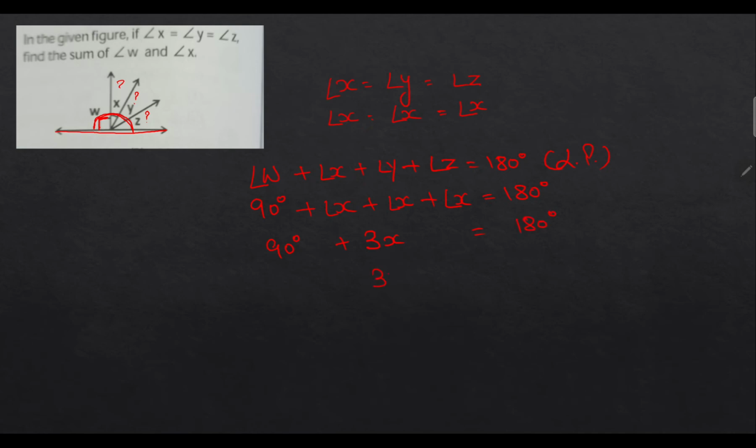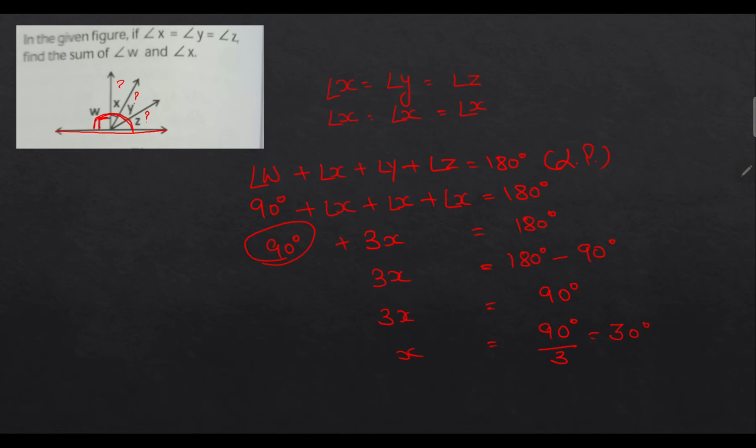Now 3X is equal to 180 degree. This 90 will move to the opposite side with the subtraction sign. So 3X will make 90 degree and the value of X will be 90 divided by 3. That is 30 degree. This is the value of X.